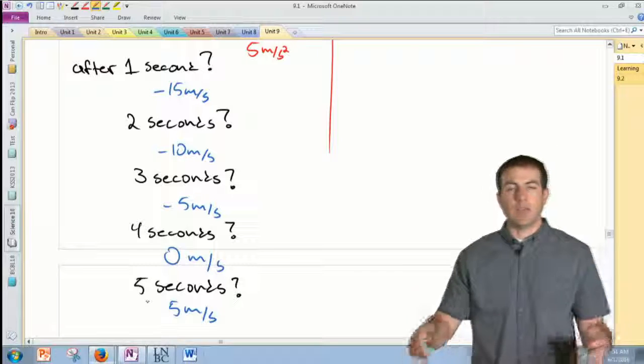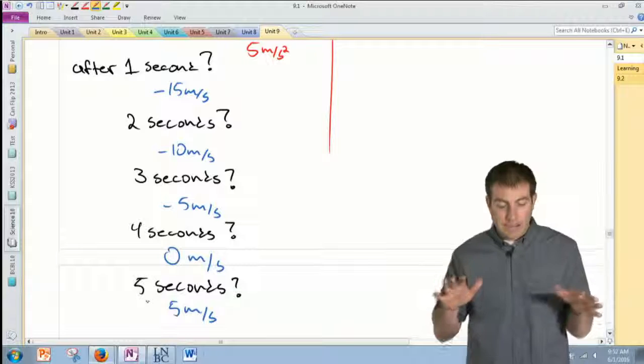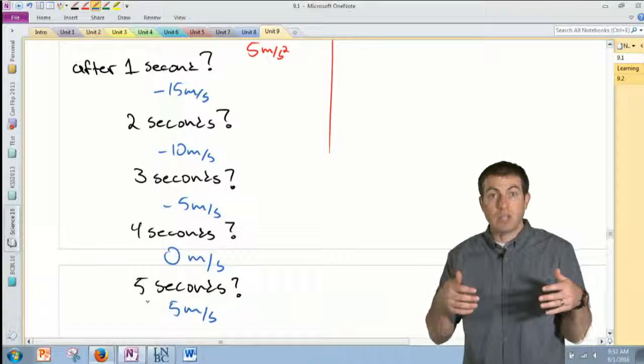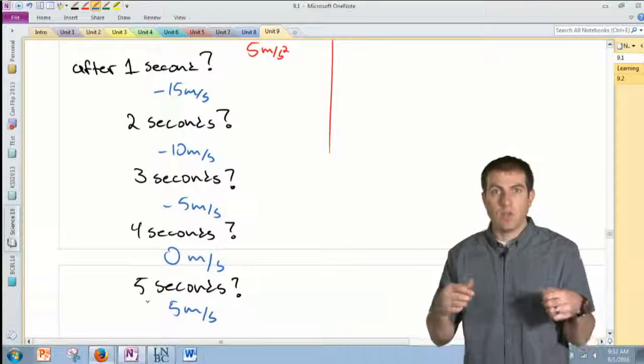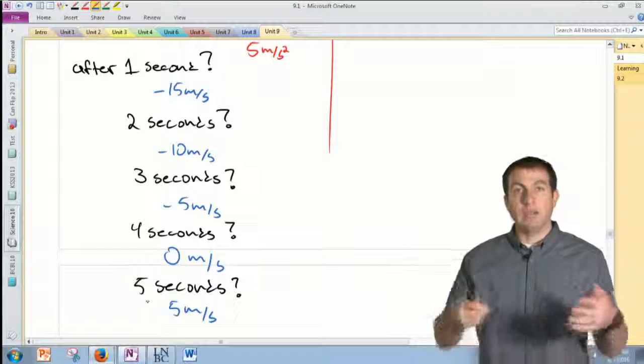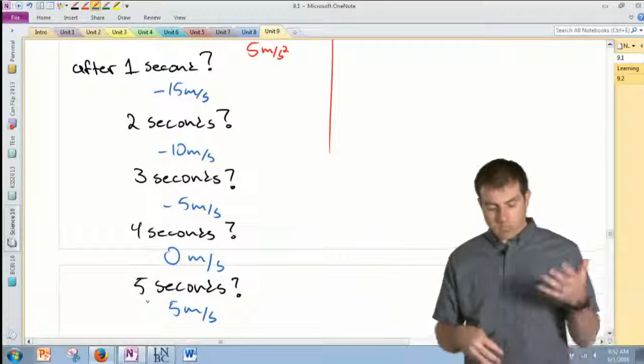So what does this look like? Well, I'm moving backwards really fast and I start to slow down. And at 4 seconds, I've stopped, but I'm still speeding up. So I'm moving or accelerating forward. So that's a kind of a way to think about it. And then after 6 seconds, I'm at 10, 7 seconds, I'm at 15.